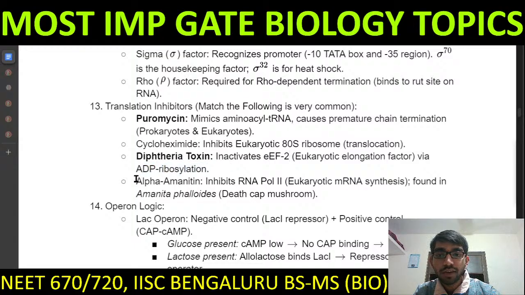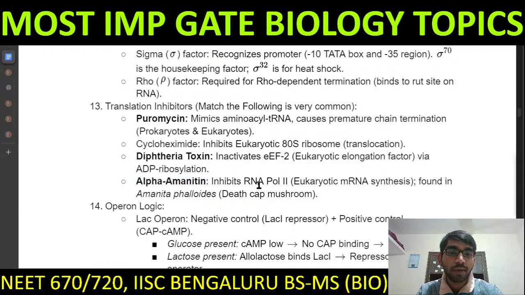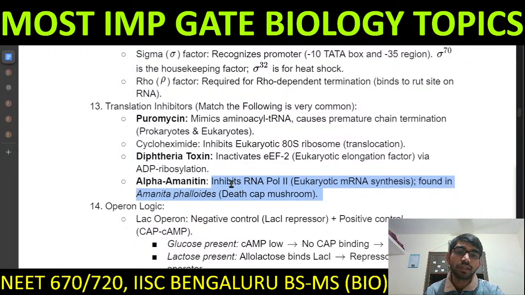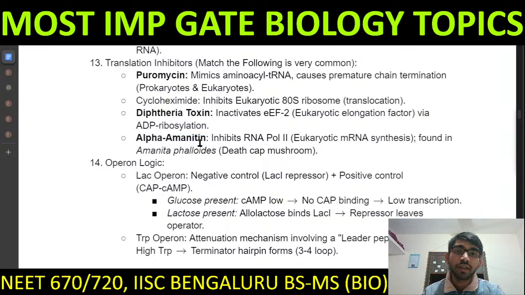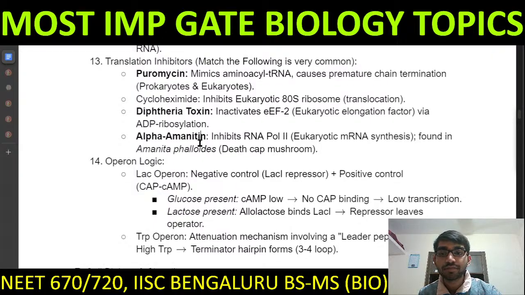And then there is alpha amanitin. This inhibits the RNA polymerase 2. So the one that leads to the expression of mRNA is blocked. It is found in Amanita phalloides, which is a death cap mushroom. So if someone eats this mushroom, they will also ingest this alpha amanitin compound, which will lead to the global shutdown of mRNA and thus leading to the death of the individual.